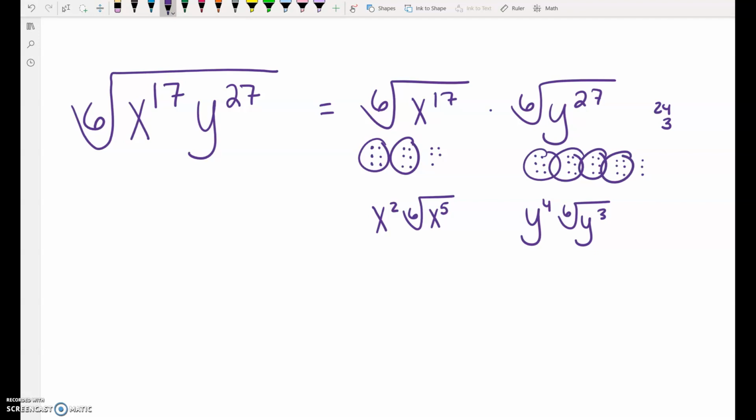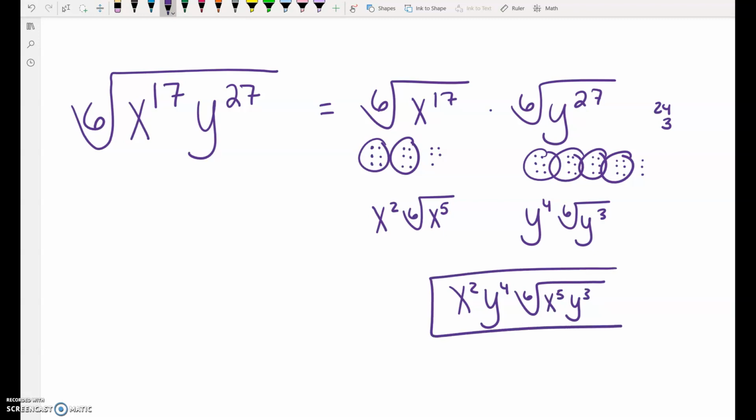To write this as your final answer, put the numbers and letters that are not under the radical in alphabetical order. Then you do 1 6th root symbol, and then the stuff that's still left under the radical in alphabetical order. That would be your answer for this particular problem.